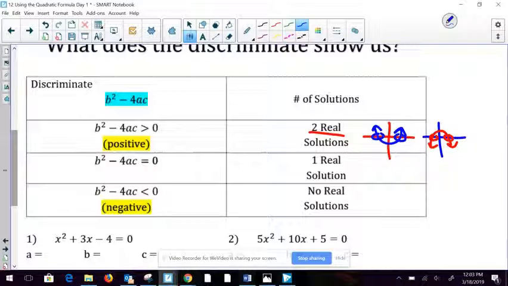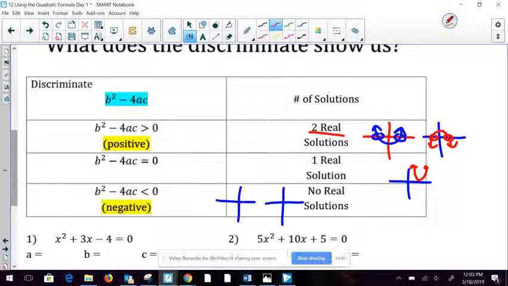If when you do the discriminant you get a number equal to 0 under the radical, you're only going to have one solution, meaning your little parabola comes down and it touches the axis and bounces back up again. So you only have one solution. And then finally, if under your radical you get a negative, you have no solutions. So in this situation, you could have one of two things happening. You could either have your parabola sitting above the x-axis or have it sitting below the x-axis.